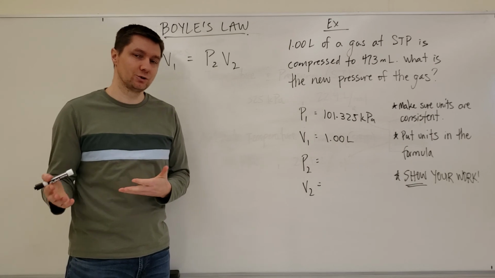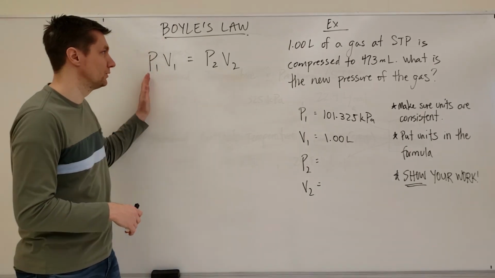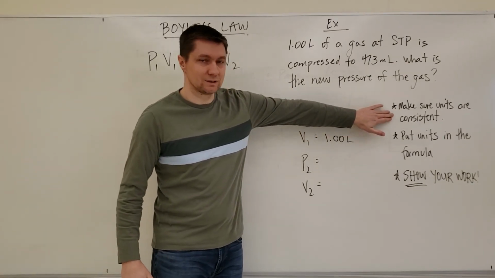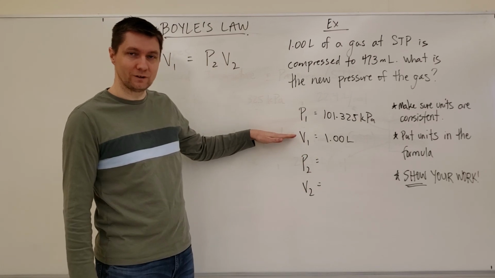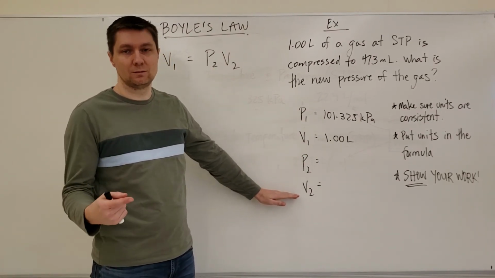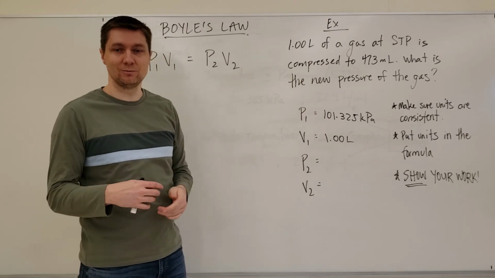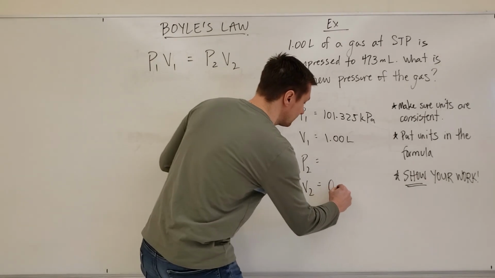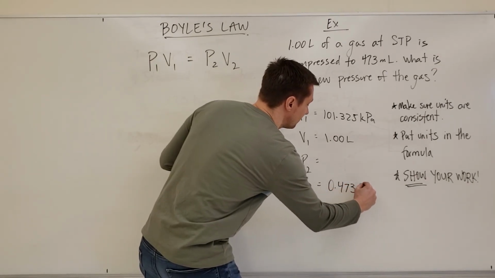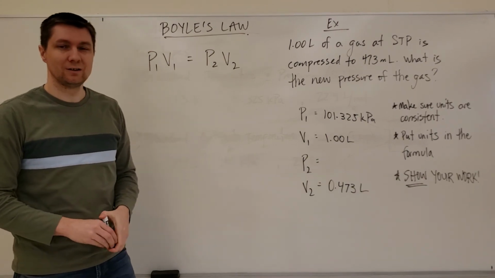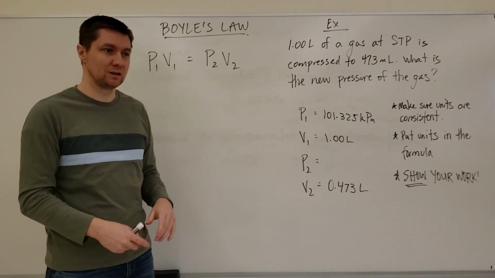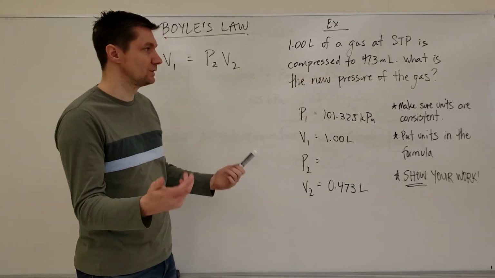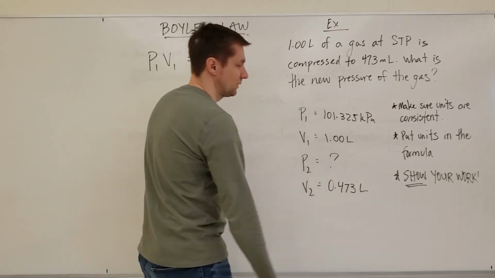Something that you have to make sure you're doing when you're doing these types of problems with Boyle's law and the other laws that we're going to talk about is that your units need to be consistent. So if I have liters for V1, then V2 also needs to be in liters. Here the question gives it to me in milliliters, so I'm going to convert that into liters. Now my units are consistent, so that the units can cancel. My final pressure is what the question is asking for. It says, what is the new pressure of the gas? So that's what I need to figure out.